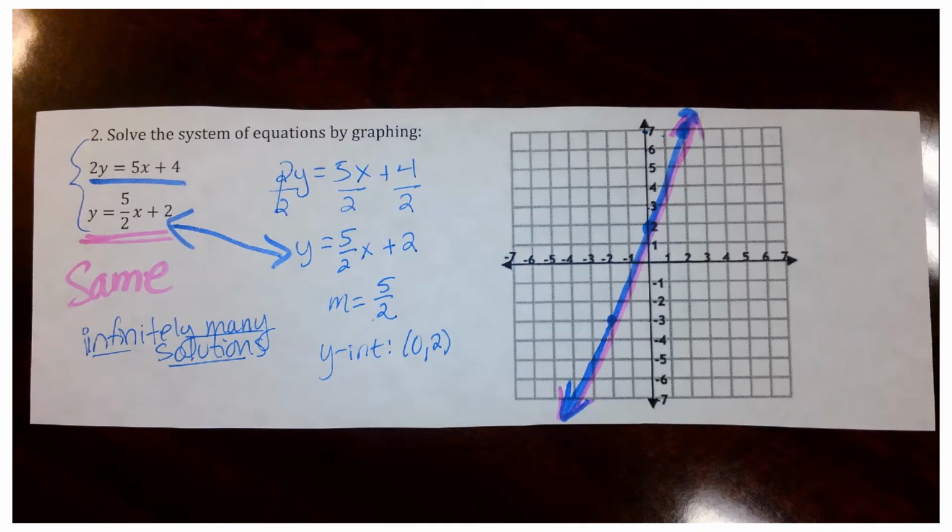Okay, this system is consistent because there is a solution, but it is dependent because those two lines are exactly the same. So consistent and dependent. This is another case that would not just give you one solution, it gives you infinitely many solutions.